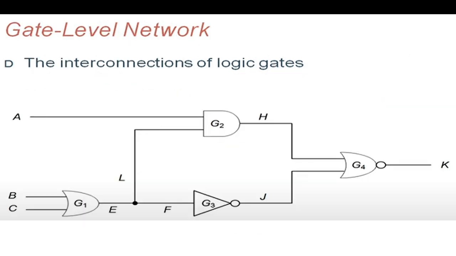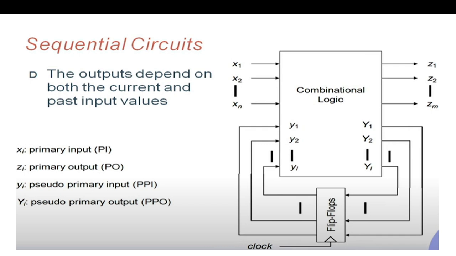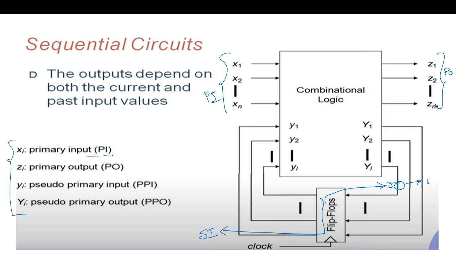Next, this is just an example to show a gate level circuit and the interconnection of gate level logic circuits. If you have a sequential circuit, we will have a flip-flop. And now these are the terms we have already seen: these are the primary inputs and these are the primary outputs. This scan flip-flop will be connected as a scan chain which will have a scan input and a scan output. These are known as the pseudo primary input and the pseudo primary output.